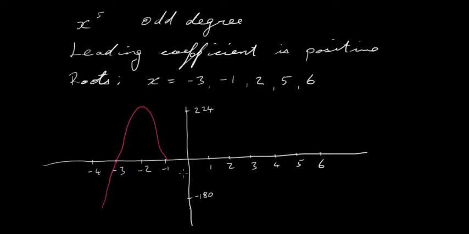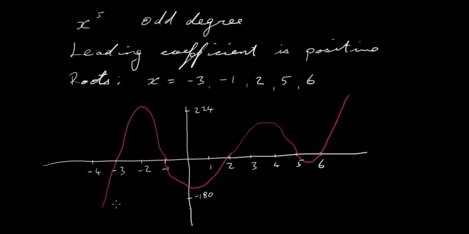Now it has to then go up through 2, 5, and 6. So we've got to go back up through 2, down through 5, and back up through 6. So I'm going to go down something like this, back up through 2, back up again, down through 5, and back up through 6. Okay, a little bit shaky there, but you get the idea. That's what our graph will look like.